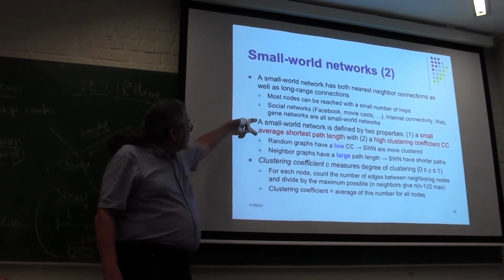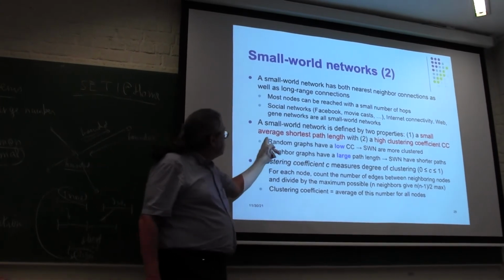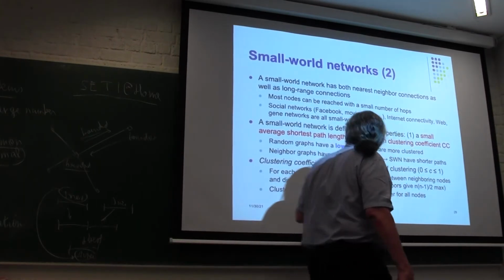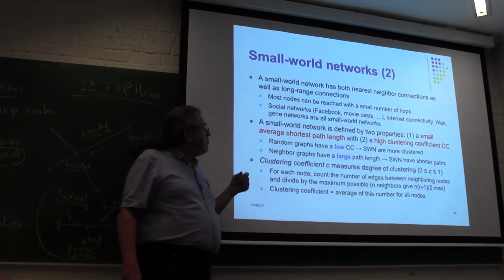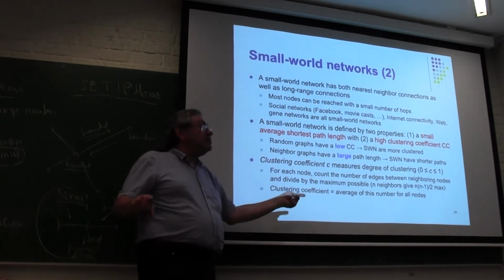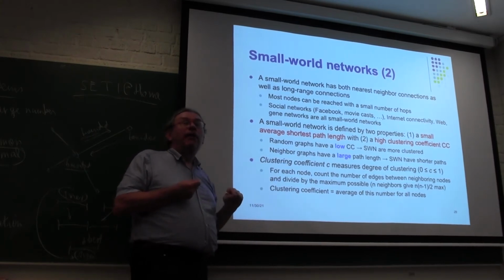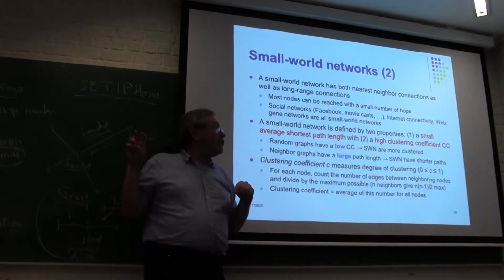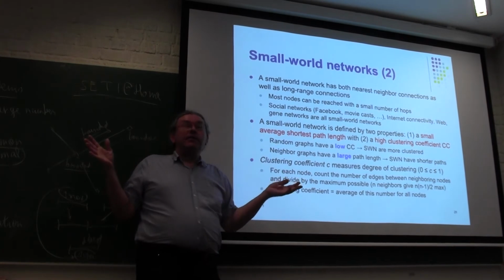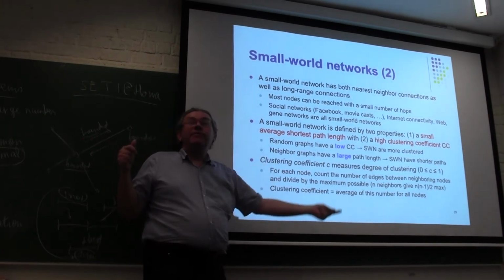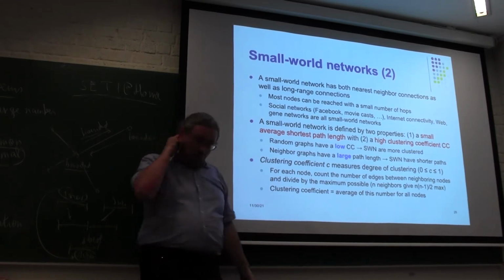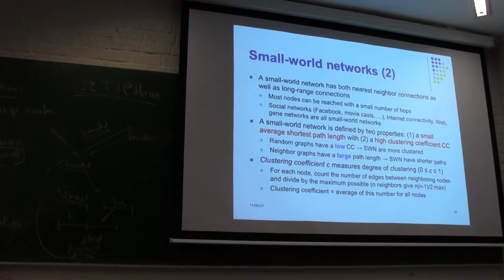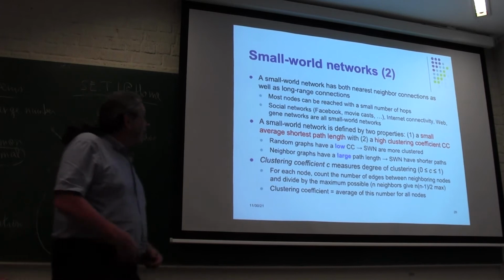A formal definition, there's two properties. Small average shortest path length and high clustering coefficient. So what does it mean? The small average shortest path length means that between you and anybody else, there's a short path. You probably have heard of the six degrees of separation or something. I'll mention it in a few minutes. Between you and anybody in the world, there's a very short path, okay? Very short. And of course you have to find it, but between you and even somebody in some random village in Tajikistan, there's going to be a short path, okay?